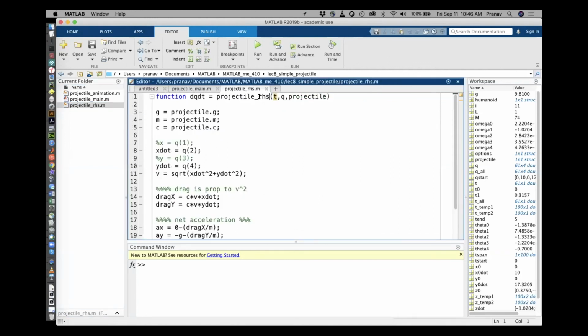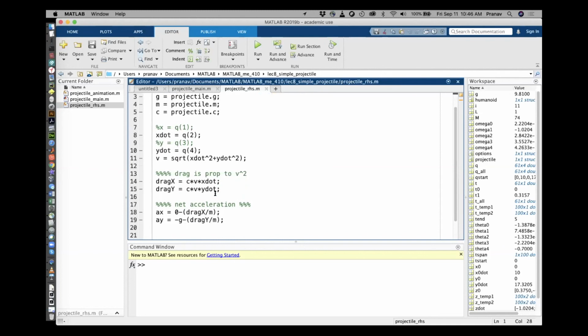So this is the right-hand side, which is actually the right-hand side of the Euler Lagrange equations. If you remember, the Euler Lagrange equations had this term, which is CV x dot. Here, I just split it up. I made it slightly more readable by defining the velocity as square root of x dot squared plus y dot squared, and then wrote the drag force in the x and y direction. And then the acceleration is, if you remember from the notes, drag divided by m. And then for the y direction, it's minus g, minus drag in the y direction divided by m. So this is all it needs.